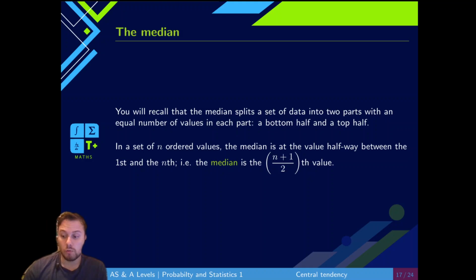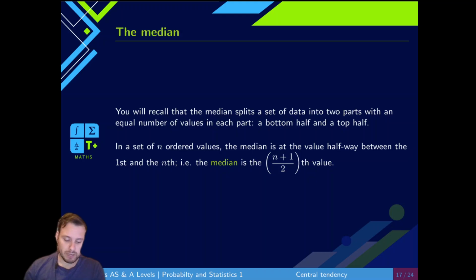We're going to go over the last measure of central tendency, which is called the median. The median is, as we usually know it, the value that splits in half a set of data that we are given. We call this a bottom and a top half. And in general, we are used to this initial definition.